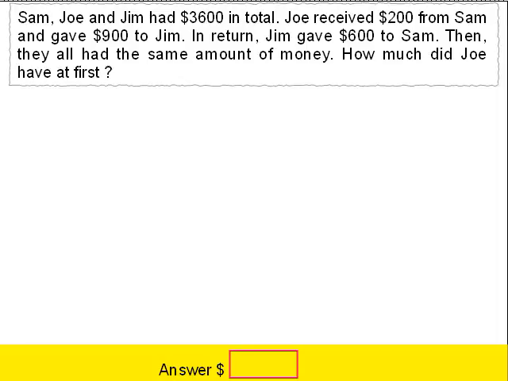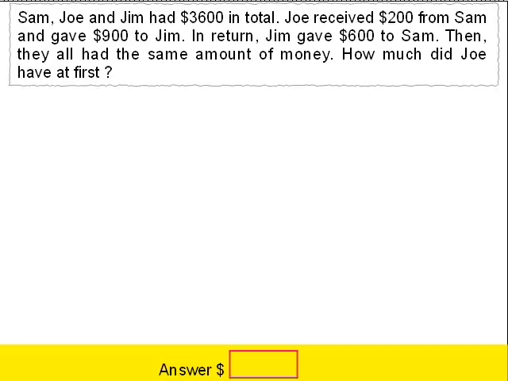Well, this question says that Sam, Joe, and Jim had a total of $3,600. Joe received $200 from Sam and gave $900 to Jim. In return, Jim gave $600 to Sam. Then they all had the same amount of money. How much did Joe have at first?